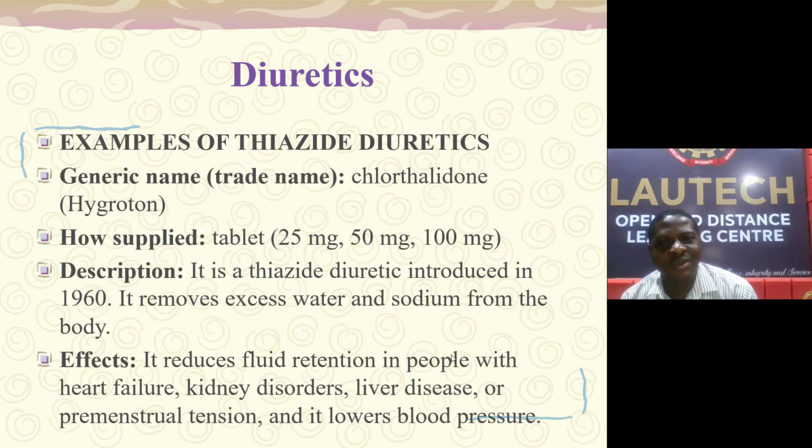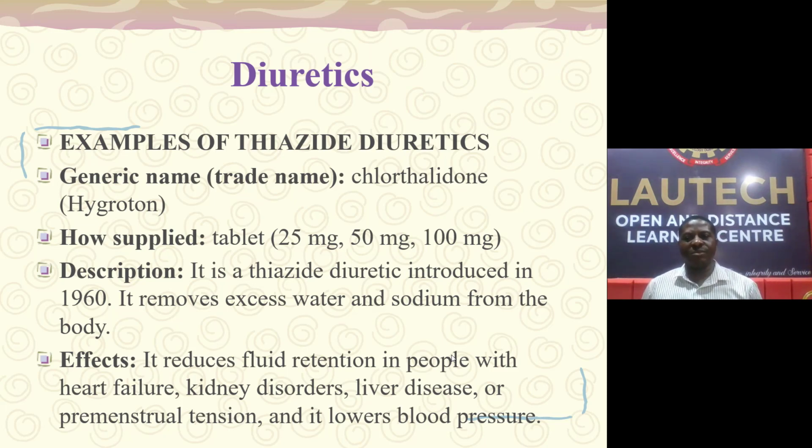Examples of diuretics: an example of the first group, the thiazide diuretics, is chlorthalidone. The trade name is Hygroton, and it is supplied in tablet form of 25 milligram, 50 milligram, and 100 milligram. Description: it is a thiazide diuretic introduced in the 1960s. It removes excess water and sodium from the body.